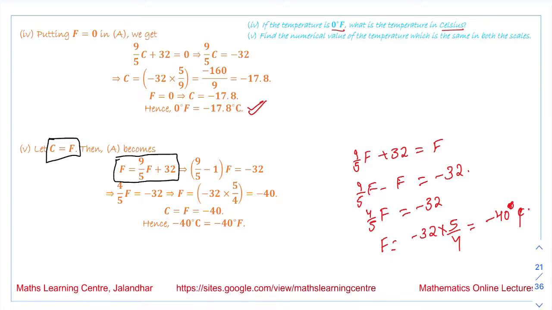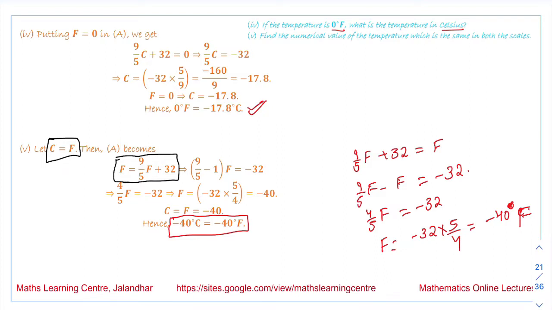You can say it is degrees Fahrenheit. So we are saying that this is the value, that minus 40 degrees Celsius is equal to minus 40 degrees Fahrenheit. So this is the numerical value of the temperature at which both the scales have the same value.